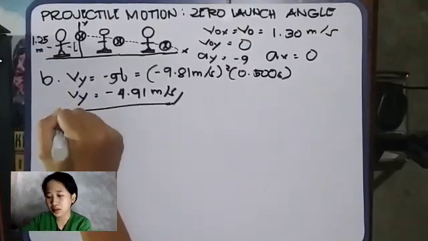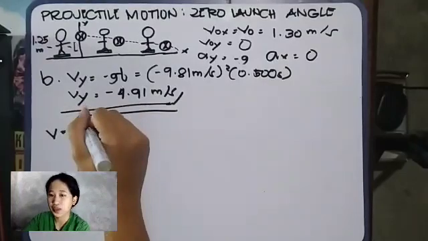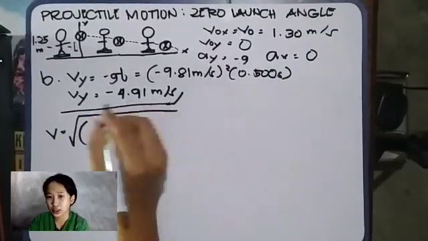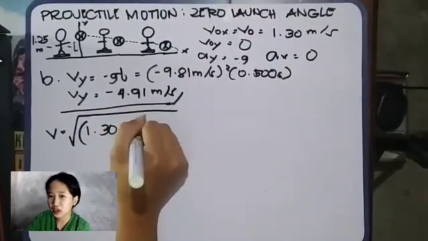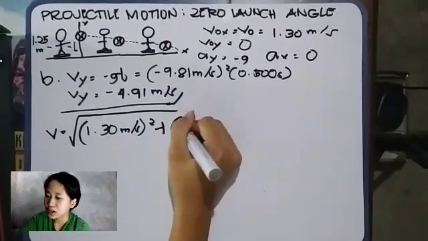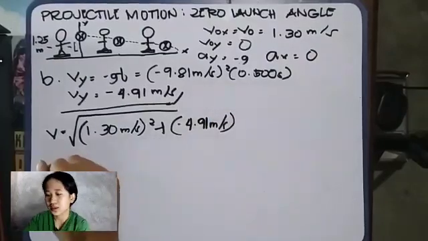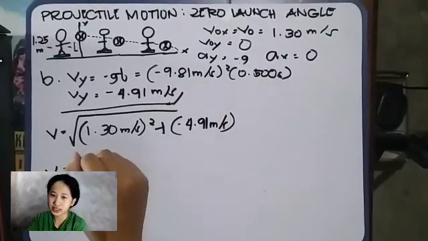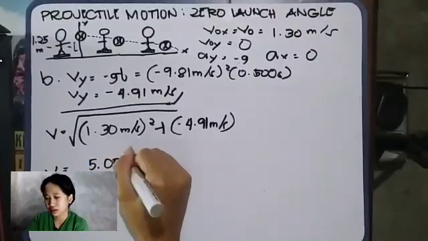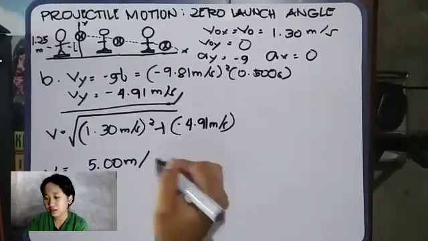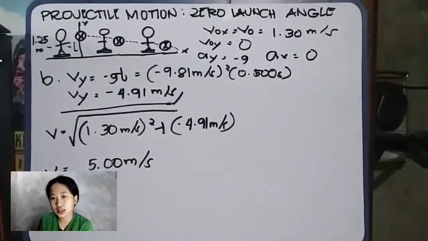And ang gagamitin lang natin para makuha yung velocity is yung Pythagorean theorem. So, ang una is V sub X muna, which is 1.3 meter per second, plus negative 4.91 meter per second. So, ang magiging sagot natin dyan is 5 meter per second. So, ang next na kukuhanin na natin is yung theta.